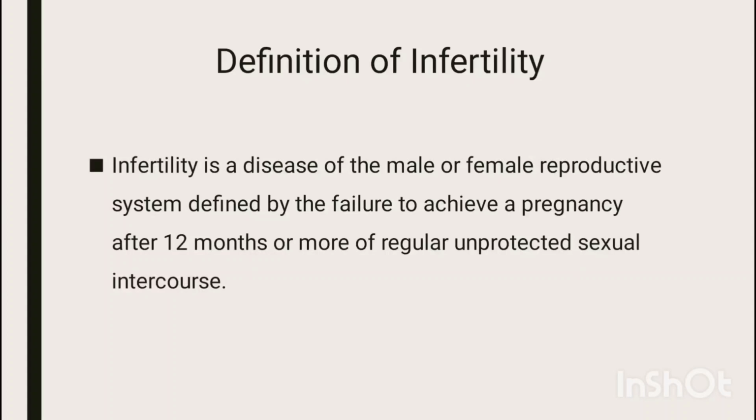Definition of infertility. Infertility is a disease of the male or female reproductive systems defined by the failure to achieve a pregnancy after 12 months or more of regular unprotected sexual intercourse. This definition is given by WHO, the World Health Organization.